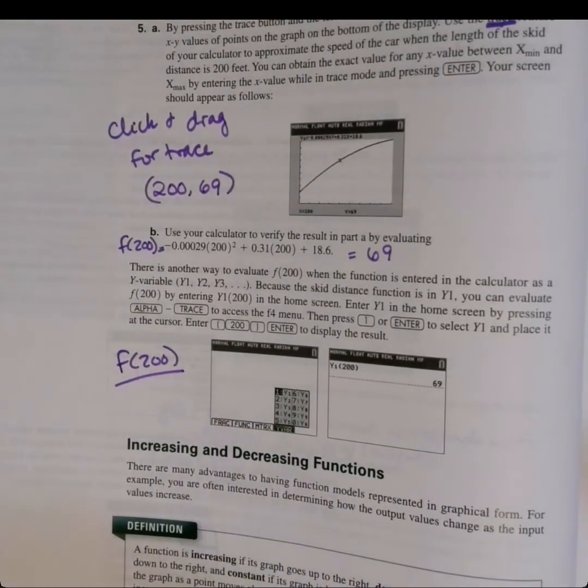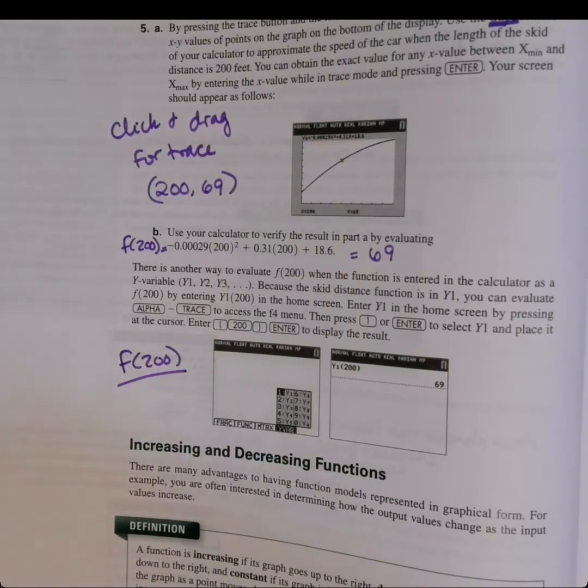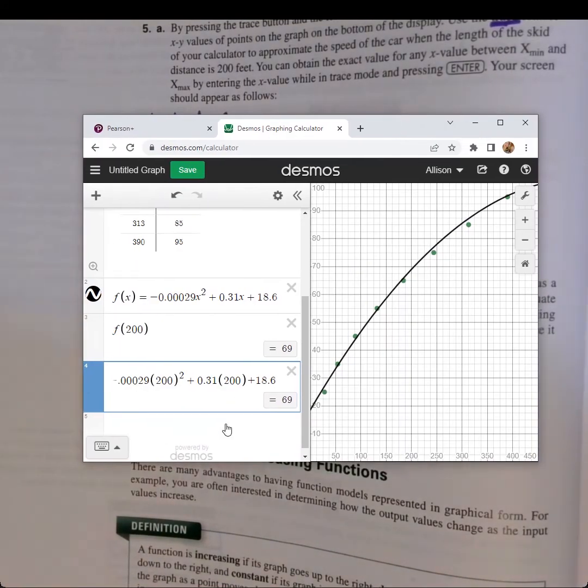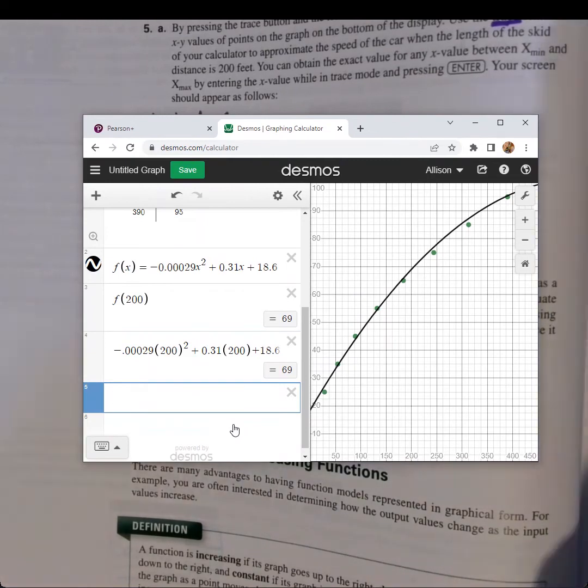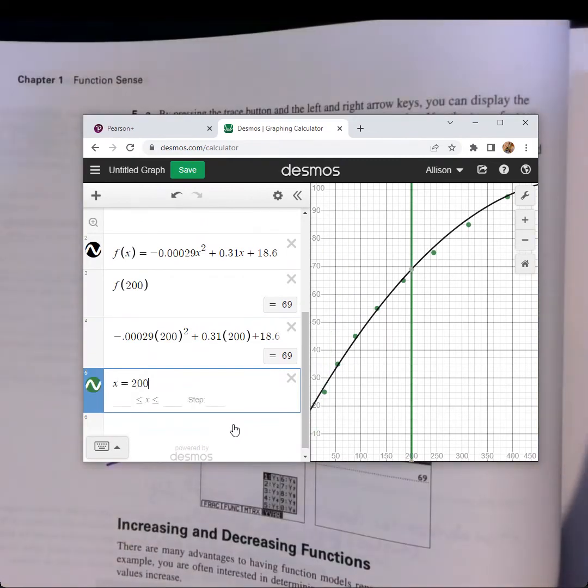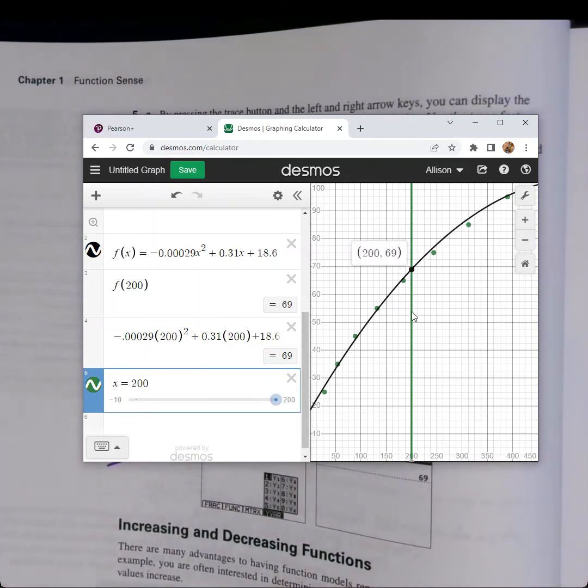Our fourth way. Since 200 is an input value, an x value, if you graph x equals 200, it'll pop a vertical line at that position. Then you can click on the intersection. It's kind of like using the trace, but you can actually click right on the point because you have 200 marked off, and so you don't have to worry about wiggling back and forth.